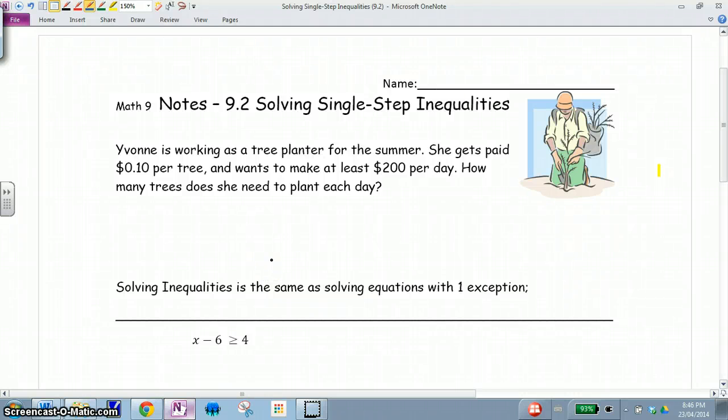Alright, you've seen inequalities now, and you're probably wondering, what are we going to do with these, right? How are we going to solve them? When would we ever use them? These are great questions. I'm glad you asked.